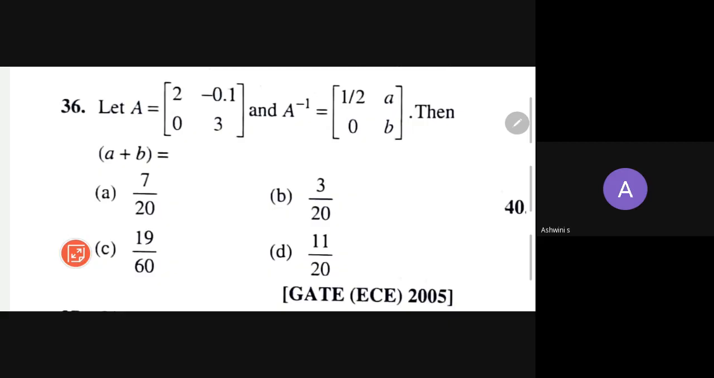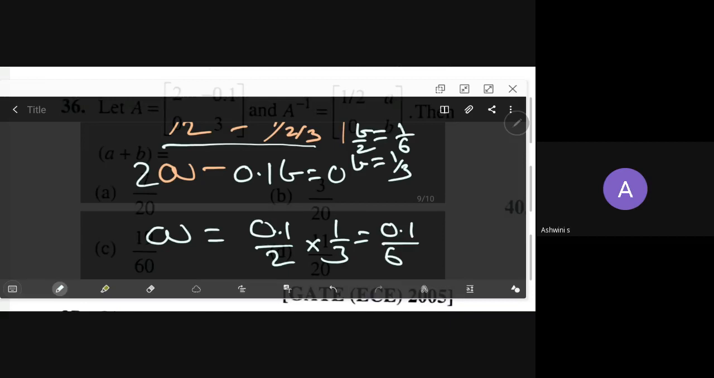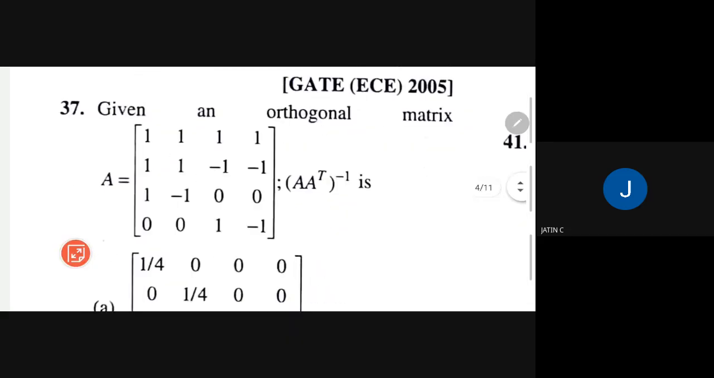What he is asking for is A plus B. What will be A plus B then? Is the answer there? Am I right here? Yes, sir. B is 1 by 3 and A is 1 by 6, so you can find A plus B. Okay, that's not an issue. We'll move forward. 36, 37.